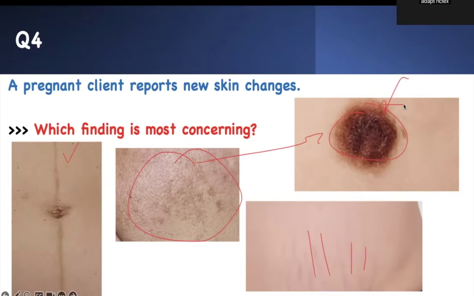This is ugly. This looks like a mole, and it has jagged edges. The skin changes are different. There's variation in the skin. This is a bad mole. I'm going to pick this one.